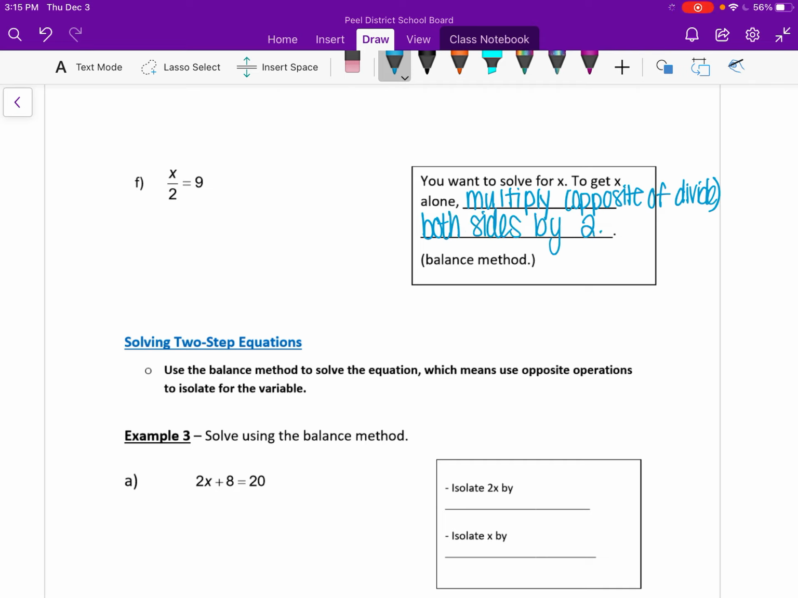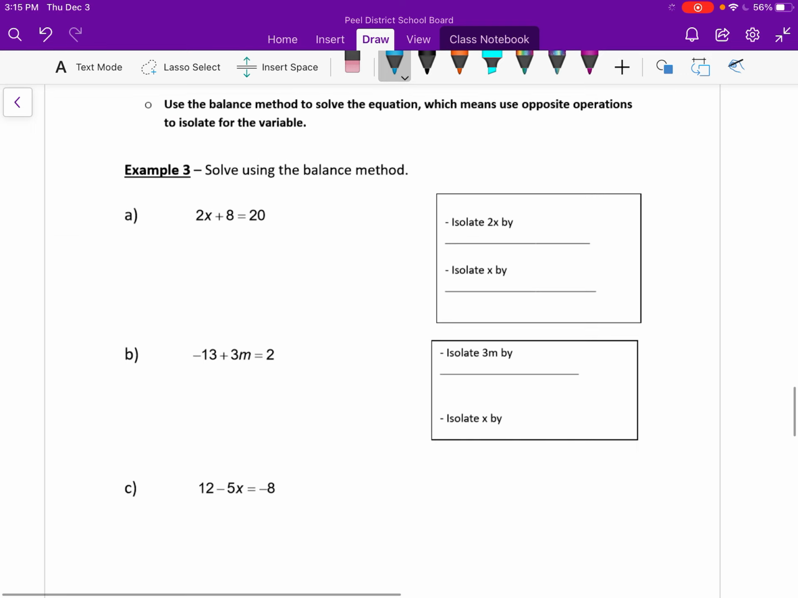By 2. So what you're going to do here is you're going to take x divided by 2 multiplied by 2 is equal to 9 times 2. I always like to put stuff in brackets because that's best form. So you have x, you can cross these 2's out, x equals 9 times 2, which is 18.